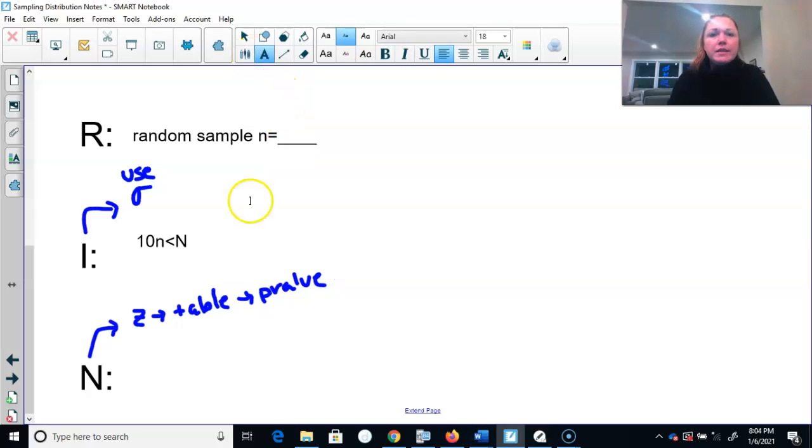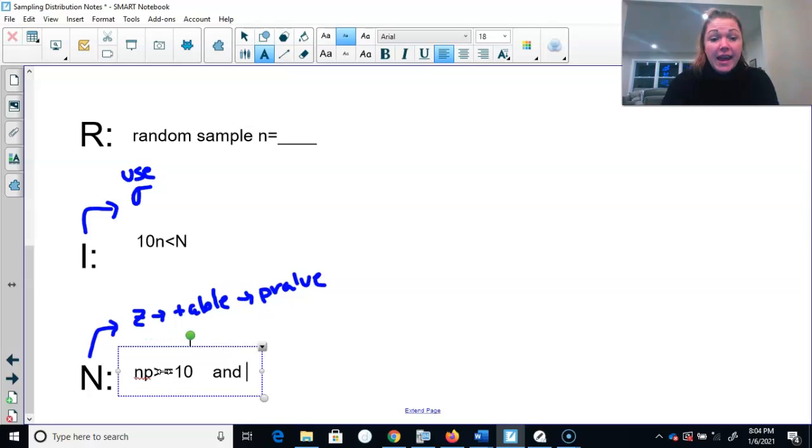Okay, so what is this condition? This is where we have to take n, our sample size, times p, our parameter, and that has to be greater than or equal to 10. And then n times 1 minus p has to be greater than or equal to 10. And we have to check both of those, okay?